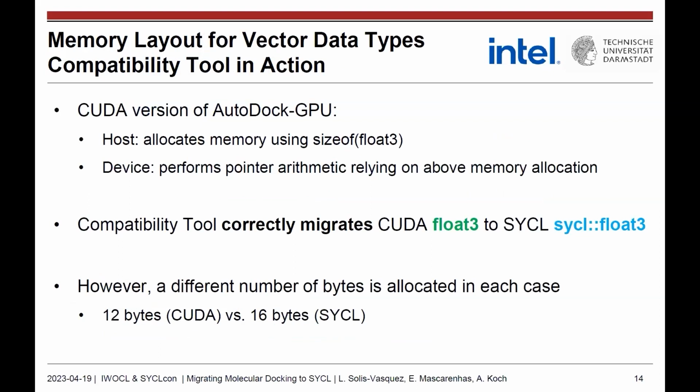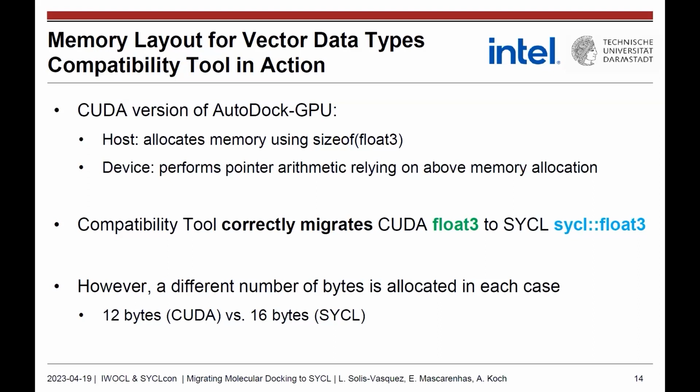Another case regarding functional correctness was that of memory layout for vector data types. In the CUDA version of Autodoc GPU, the host allocates memory using the call to sizeof, in this case, for float3 or for other vector types like int3. And the device performs pointer arithmetic that relies on that memory allocation.